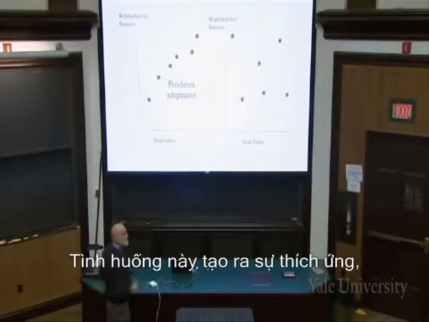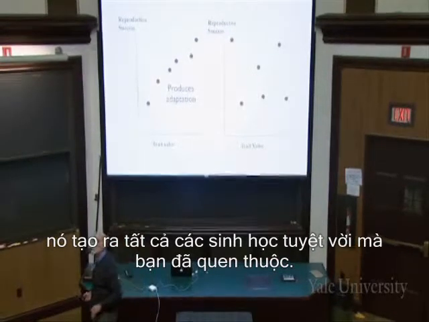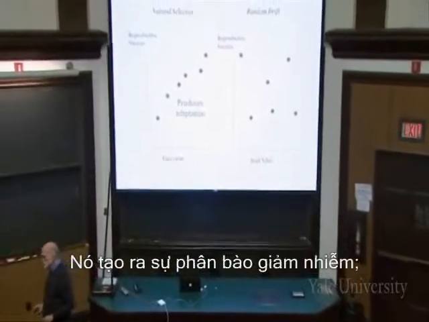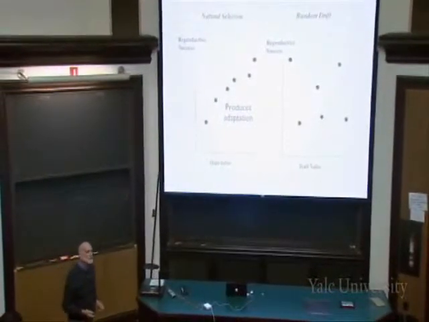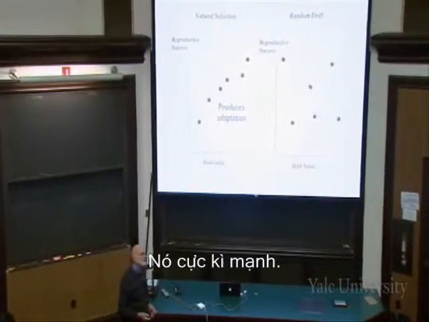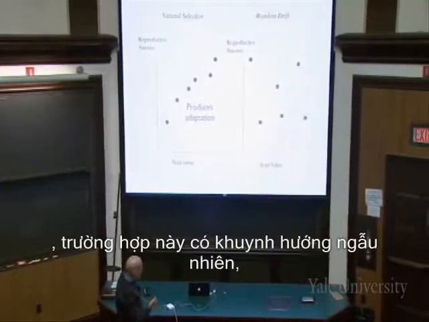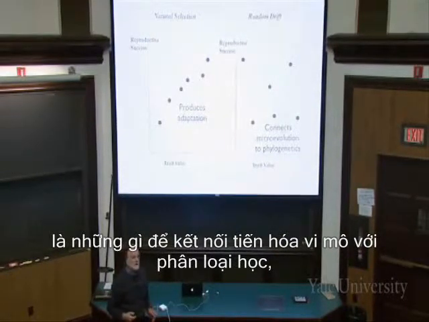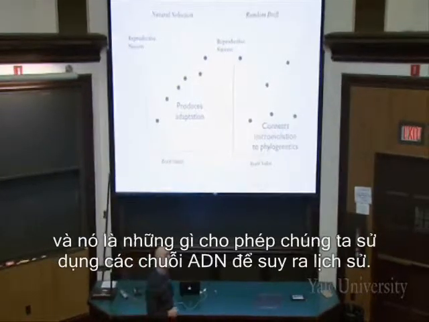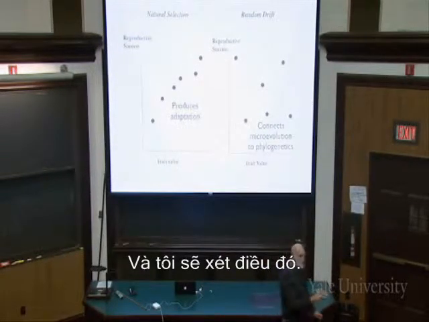This situation produces adaptation. It produces all of the fantastic biology that you're familiar with. It's produced meiosis, it's produced your eye, it's produced your brain. It's extremely powerful. This situation on the right, the random drift situation, is what connects microevolution to phylogenetics, and it's what allows us to use variation in DNA sequences to infer history. And I'll get to that.